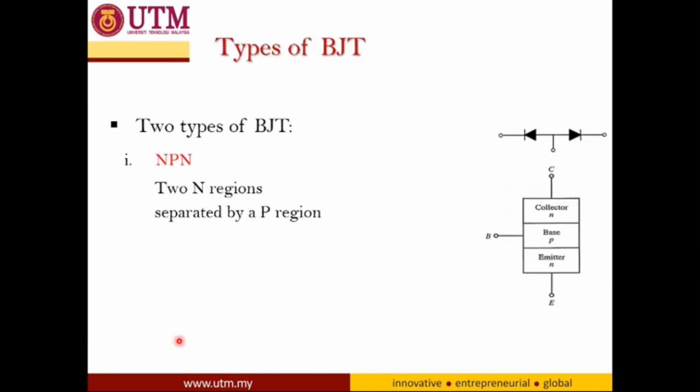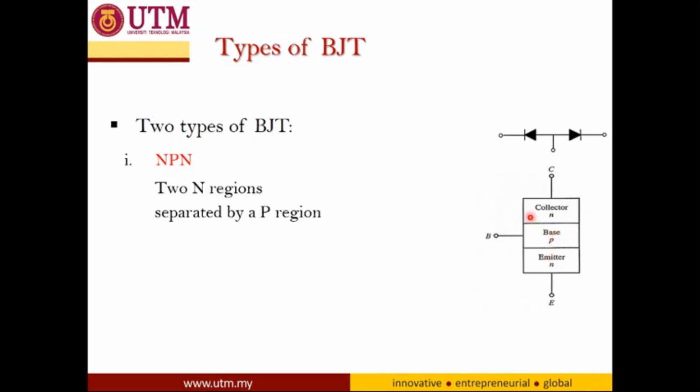Okay, so in previous slides I showed you the NPN BJT. Since a BJT is made from three layers with alternating doping type, the collector and emitter should have the same doping type, and the base will be different. For the NPN, both collector and emitter are N type, but the base is P type.